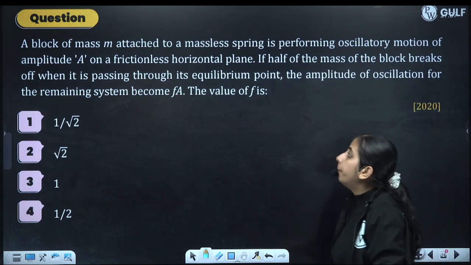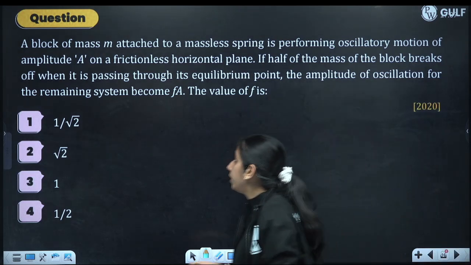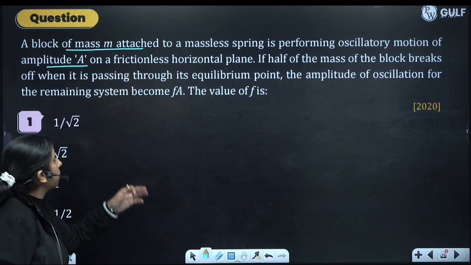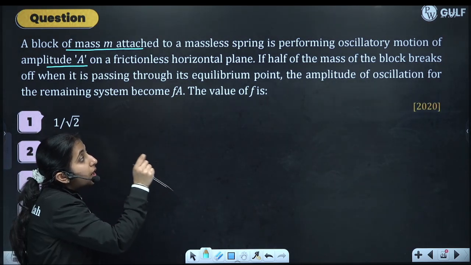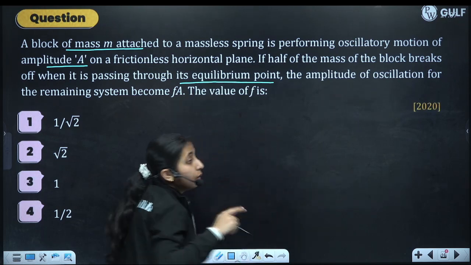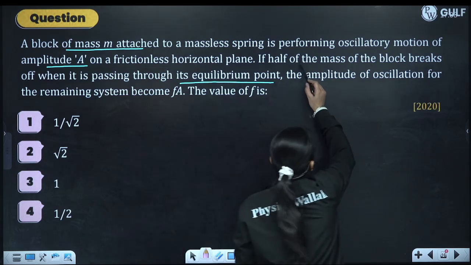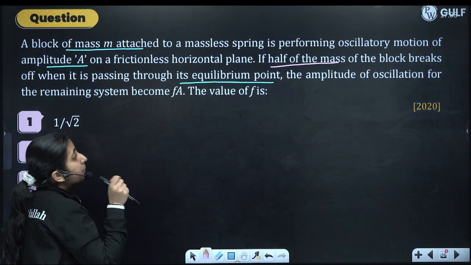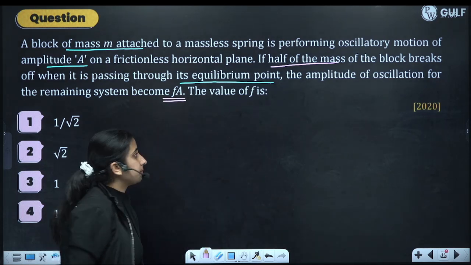See next question. A block of mass m attached to a massless spring is performing oscillatory motion of amplitude A on a frictionless horizontal plane. If half of the mass of the block breaks off when it is passing through its equilibrium point, half the mass is left. The amplitude of oscillation for the remaining system becomes fA. Find the value of f.